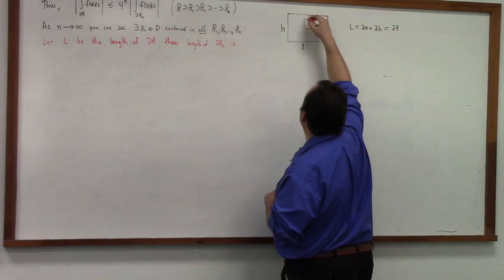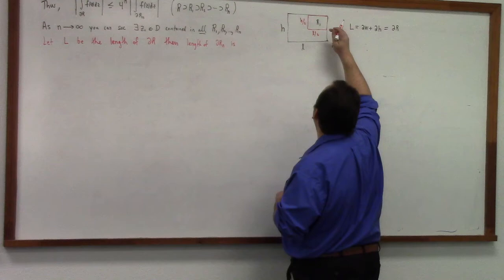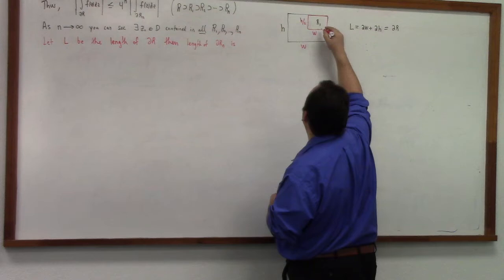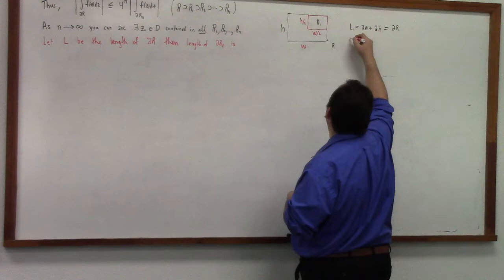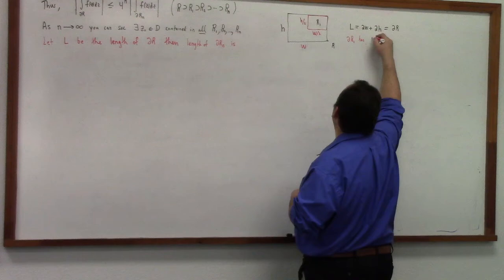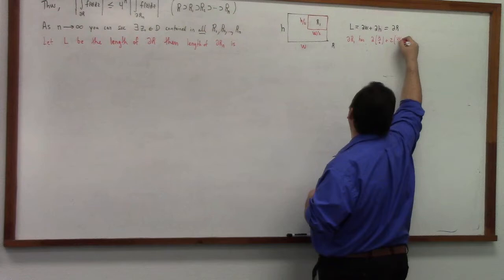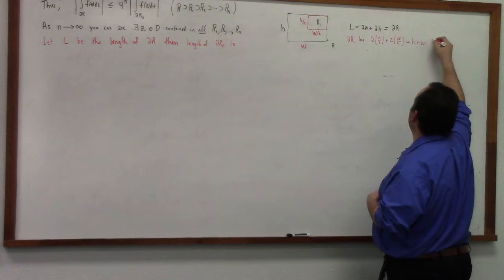Yeah, this is h over 2, right? L over 2, little l over 2. Excuse me, why did I use l? I meant w. My bad. I was trying to avoid using the l again. W over 2. And so the boundary of R1 has 2 times h over 2 plus 2 times w over 2 as a perimeter, right? So it's h plus w, which is l over 2, right?